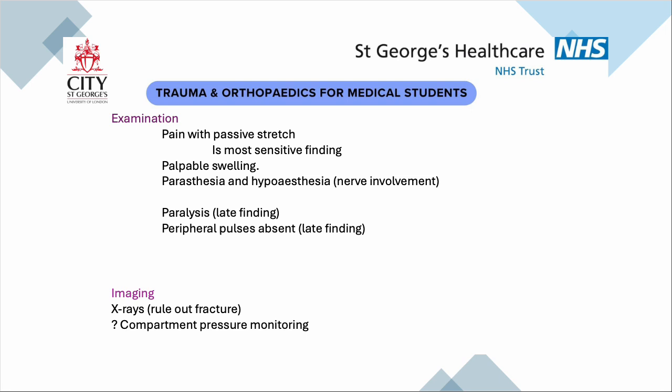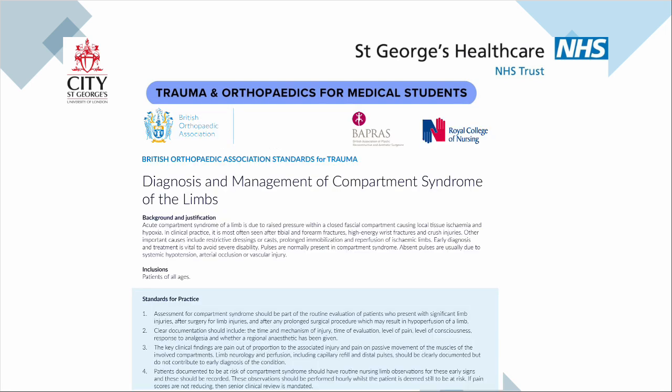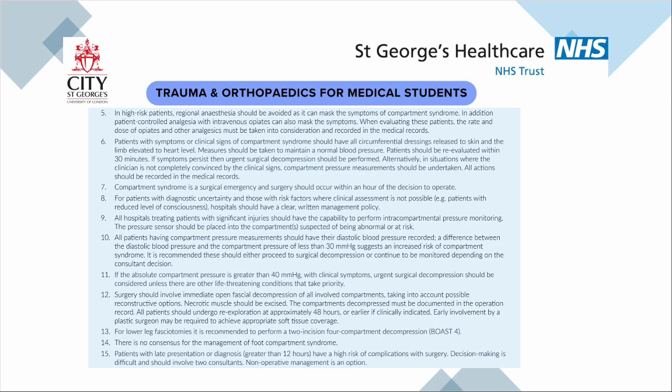It can be helpful, and in some places it's done in ITU to monitor, to see what's happening, but it's not a standard test that's done, although people will often ask what the compartment pressure is. And certainly if the difference is significantly less than that 30 millimeters, then quite probably you've got compartment syndrome. Now, there are guidelines written by the orthopaedic surgeons and the plastic surgeons for how you should diagnose and manage compartment syndrome. You need to be aware that they exist, but you are not expected to know what these are. But if you want to read through them, you certainly can.